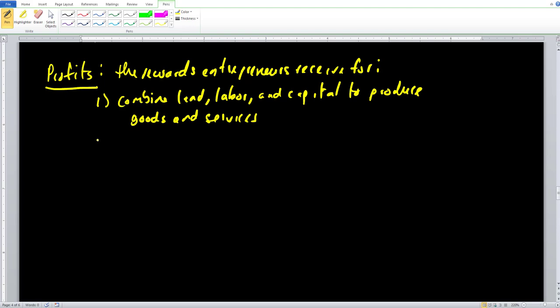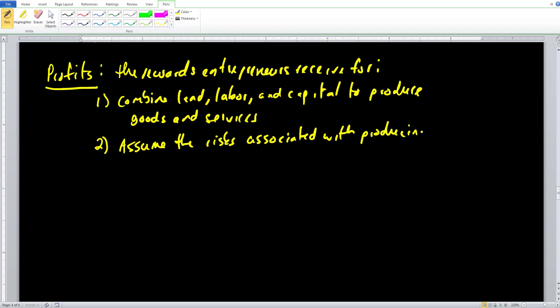However, there is no guarantee that their project is going to be a success, so therefore they are the ones that have to assume the risk as well. So number two objective that they're going to have is to assume the risks associated with producing these goods and services.